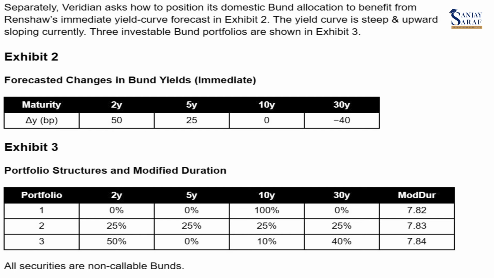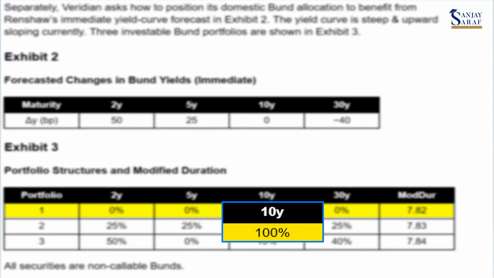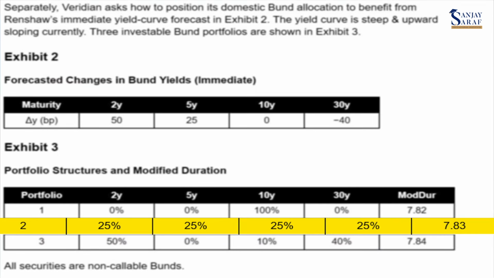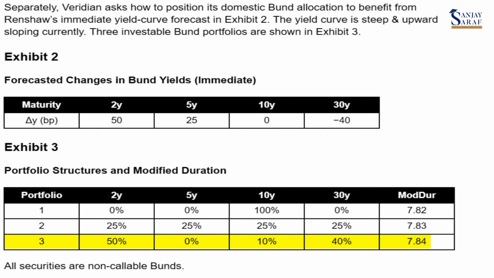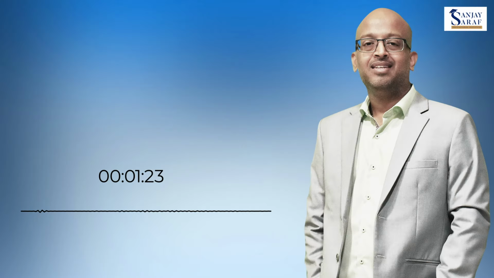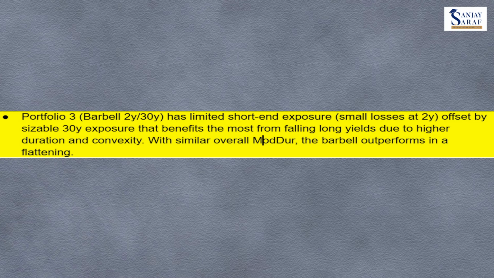And then we are provided with 3 bond portfolios. Bond portfolio 1 has 100% exposure to the 10-year bond. So that's a bullet portfolio. Portfolio 2 has a 25% exposure to each maturity. So that's a laddered portfolio. And portfolio 3 has a 50% exposure to the 2-year bond, 10% exposure to the 10-year bond, and 40% exposure to the 30-year bond. Now, given the forecast, we have to advise which particular bond portfolio should be gone for. The answer would obviously be the barbell portfolio, that is portfolio number 3.